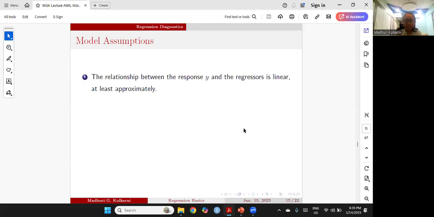Ma'am, yeah, now people are going for ANOVA, etc. So for a data set, can we do both ANOVA and regression model? These are two different things.